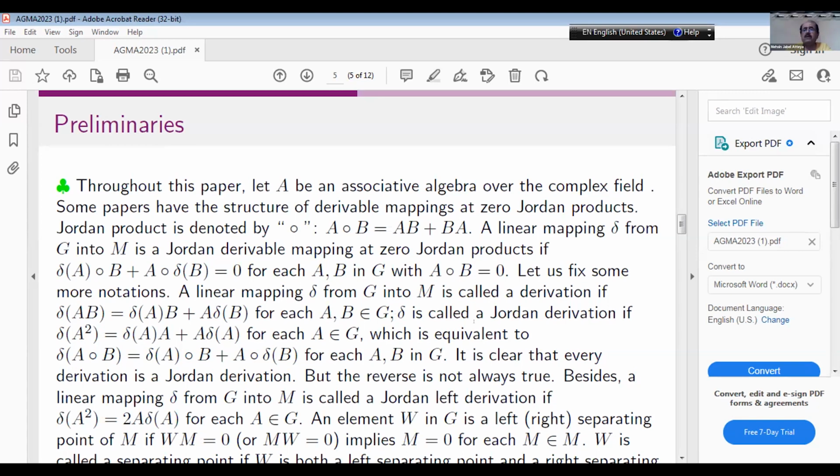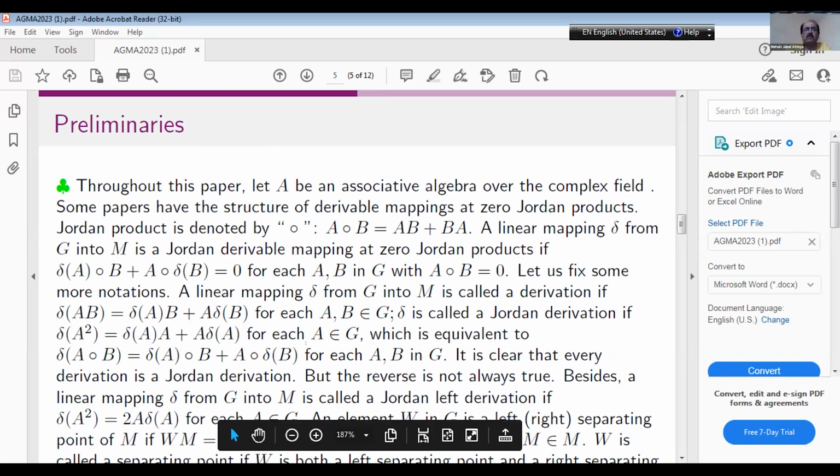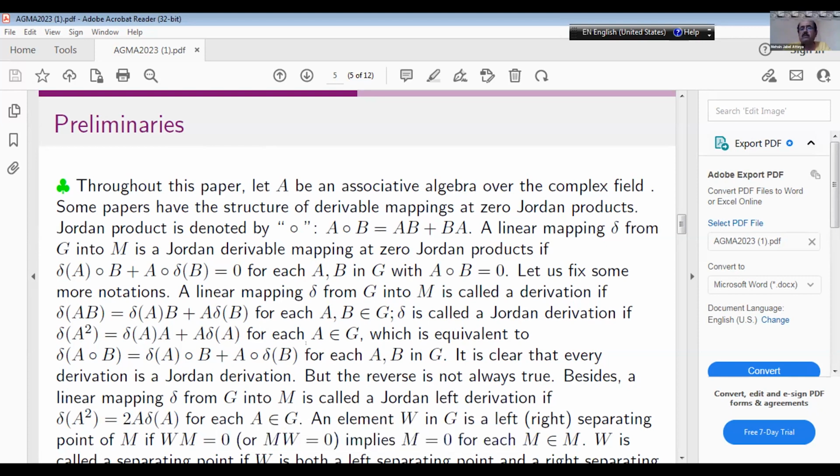The map sigma is called a Jordan derivation if we just replace B by A and apply the same definition for all A in G, which is equivalent to this formula. In fact, Jordan derivations and derivations have a strong relation, and the reader can find more and more papers which discuss the relation between derivation and Jordan derivation.